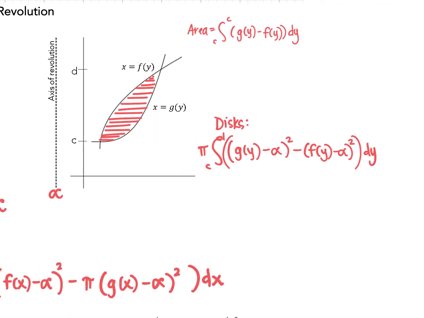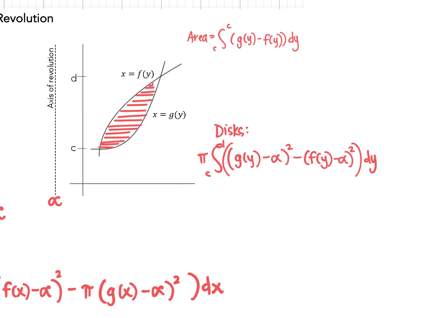But I would suggest, if you're going to do a vertical axis, I think shells is the best way to go here. And so I would recommend doing shells, because then you get to stay in x, which is always a better option, in my opinion. So if we're staying in x, we'll have back to the bounds of a to b, and then we'll have 2 pi, and then we've got x minus alpha.